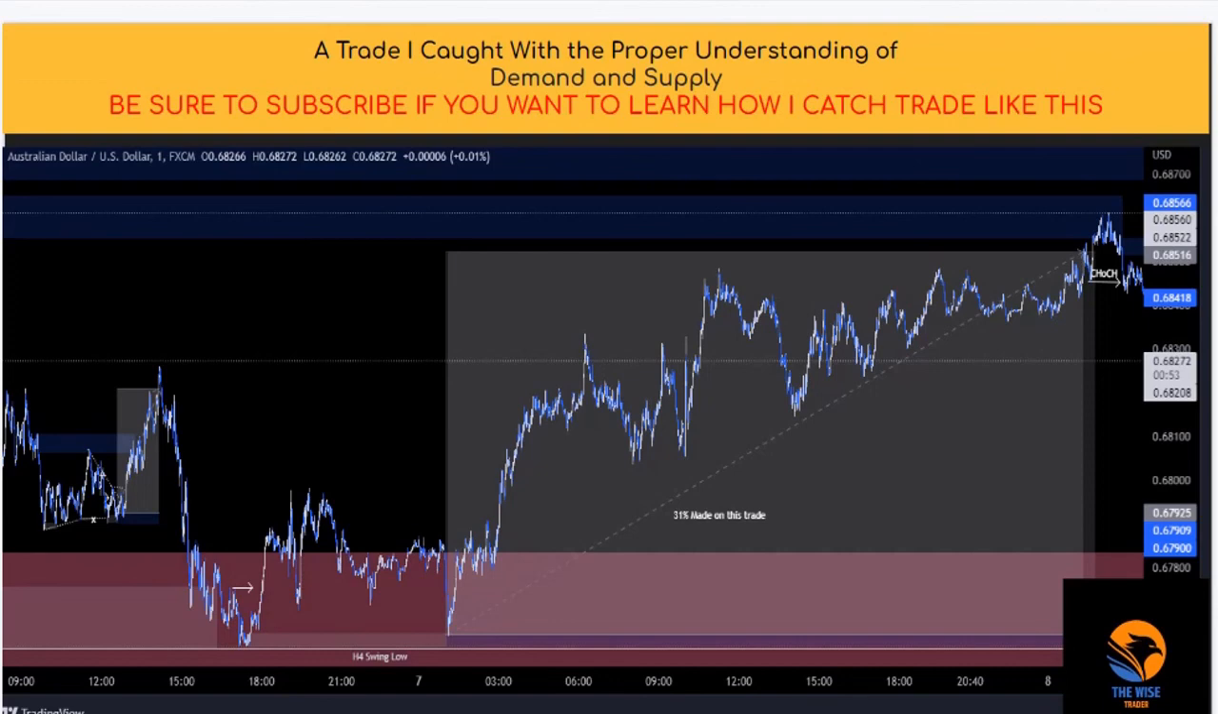So this is a trade I caught this week on AUD/USD. It was a buy, it was a counter trade. I'll be making a video probably on it very soon. But you see, a trade I caught with a proper understanding of demand and supply. With a proper understanding of demand and supply, you could really catch good trades. As you can see, it's 31% made on just this trade. It was a sniper entry. It was a beautiful entry on a refined M5 zone, that's a 5-minute zone.